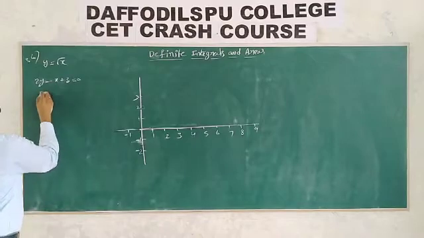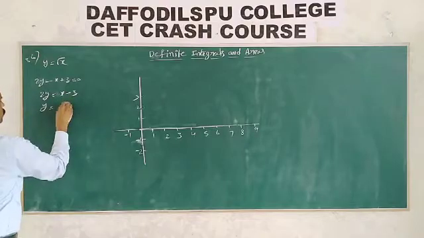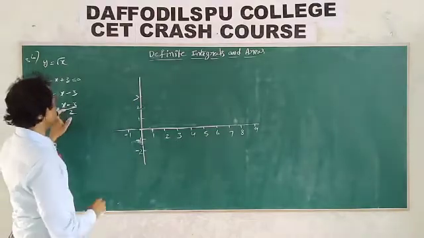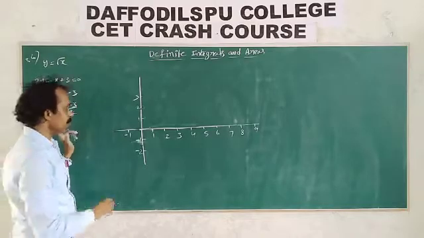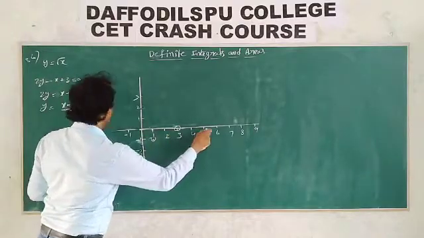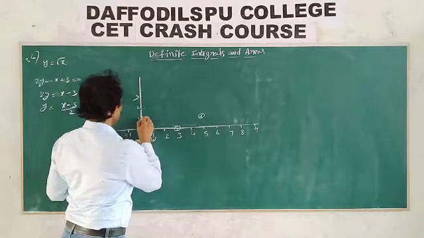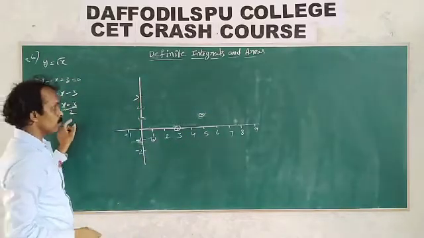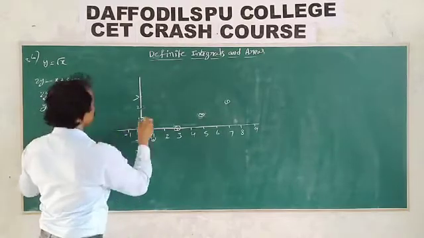In this line, 2y is equal to x minus 3, so y is equal to (x minus 3) by 2, right? Draw the graph. Put x is equal to 1: 1 minus 3 by 2, minus 1. At 3, 0. At 5, 1. At 7, 7 minus 3, 4 by 2, 2. At 9, 3.